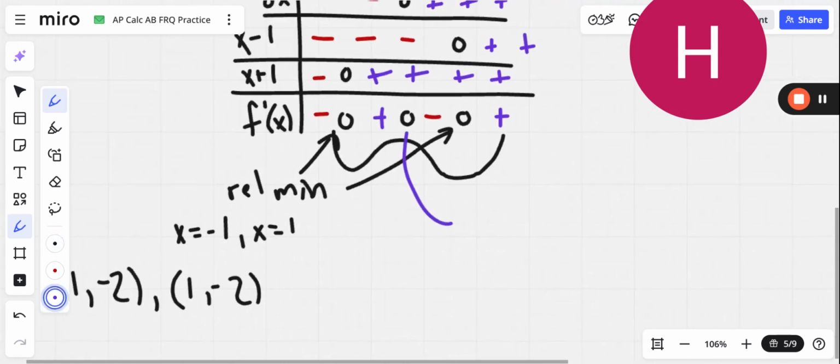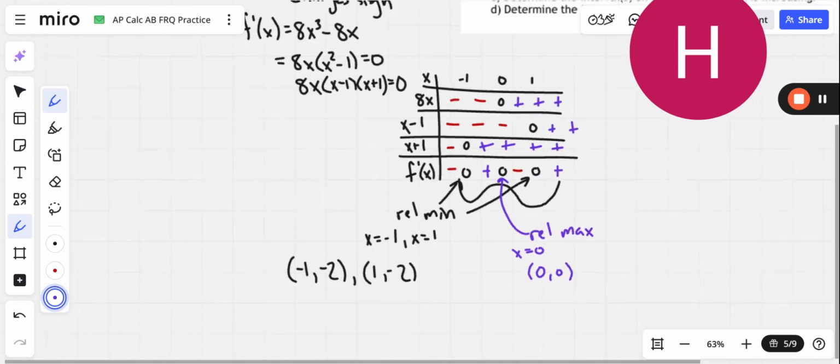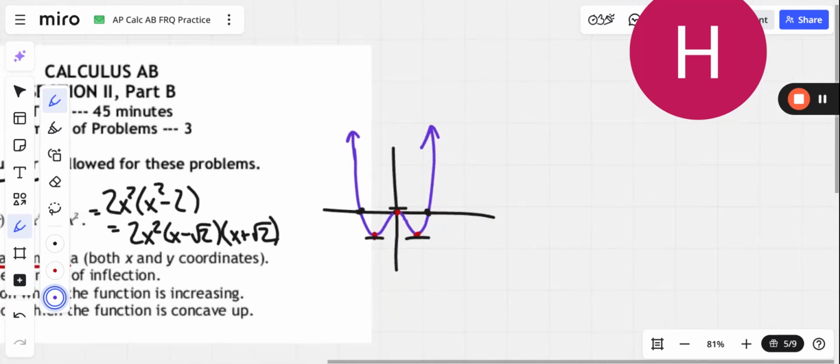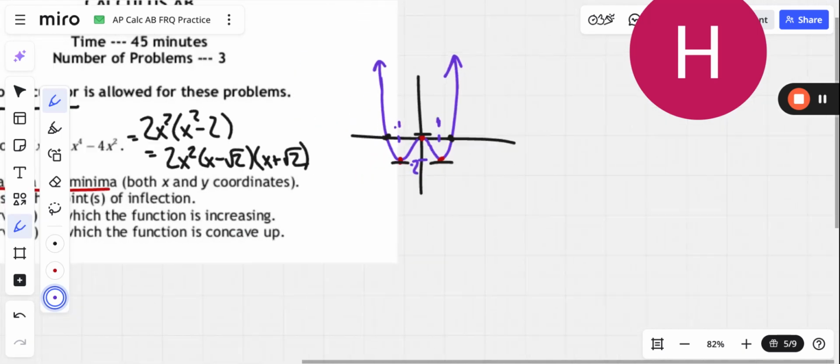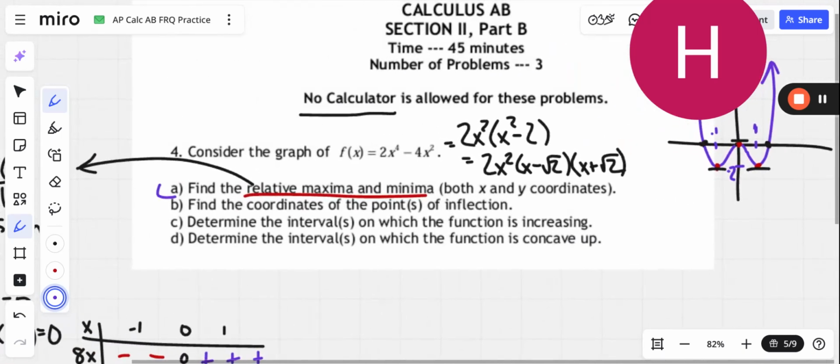And then we have a relative maximum right here when the derivative goes from positive to negative, not negative to positive. So that's going to be at x equals 0. And we already know that y equals 0 there. So it's 0, 0. All right, so that means these little bumpies that go down, apparently this is at -2. -1 comma -2 and +1 comma -2. Okay, that's part A. Let's look at part B.